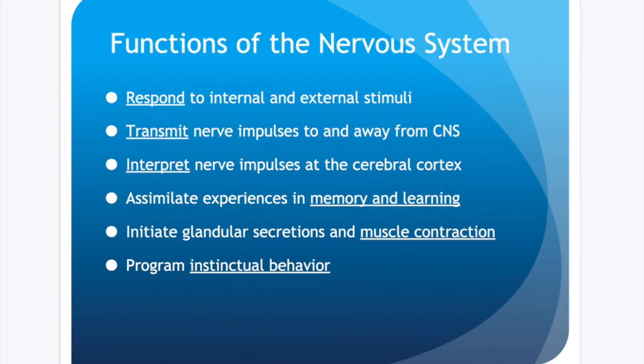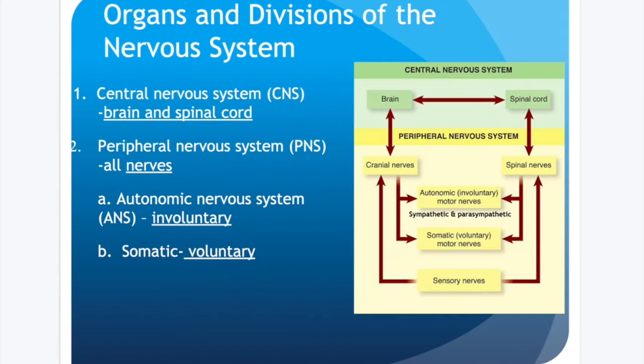They'll interpret nerve impulses at the cerebral cortex, assimilate or put together experiences in memory and learning, initiate glandular secretions and muscle contractions. An example of glandular secretions would be your certain glands releasing hormones. And it's also going to be responsible for programming instinctual behavior. So kind of like some built-in behaviors would fall into that, reactions to things.